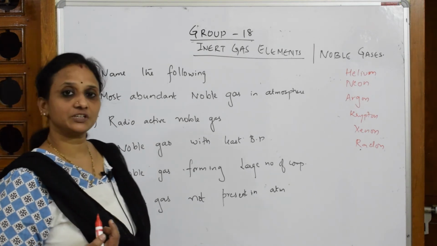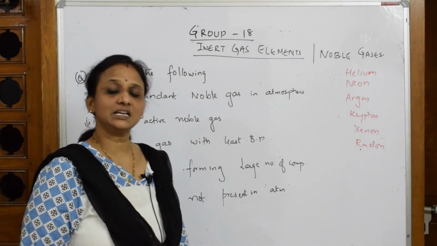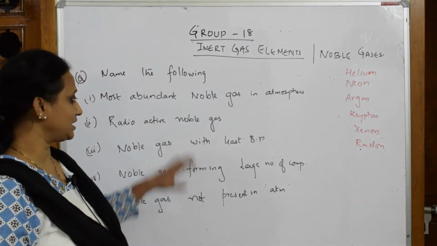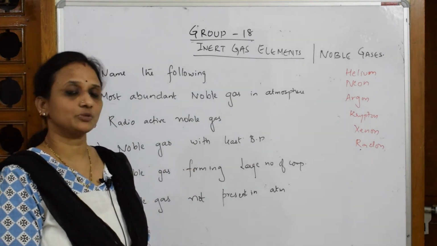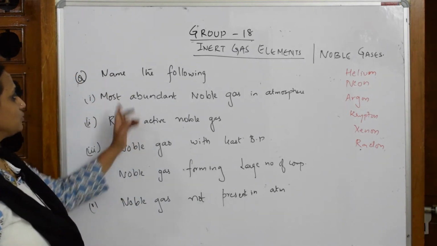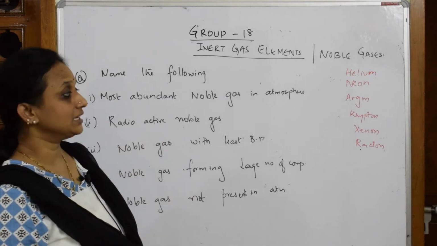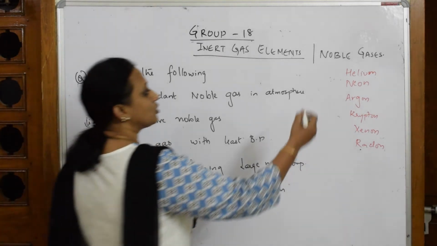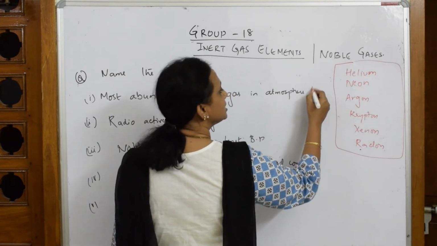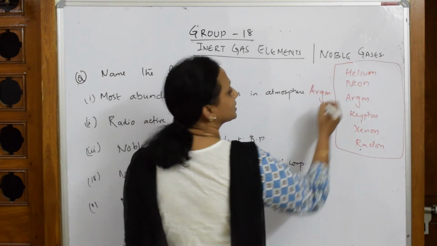So we'll be writing the configuration also. Whenever I speak about helium, neon, argon, krypton, xenon and radon, the most important question which is frequently asked, let us do this and start with the topic. If they ask a 1 mark question, name the following: most abundant noble gas in the atmosphere. Among all these, the most abundant noble gas in the atmosphere is argon. So let us write the first answer as argon.